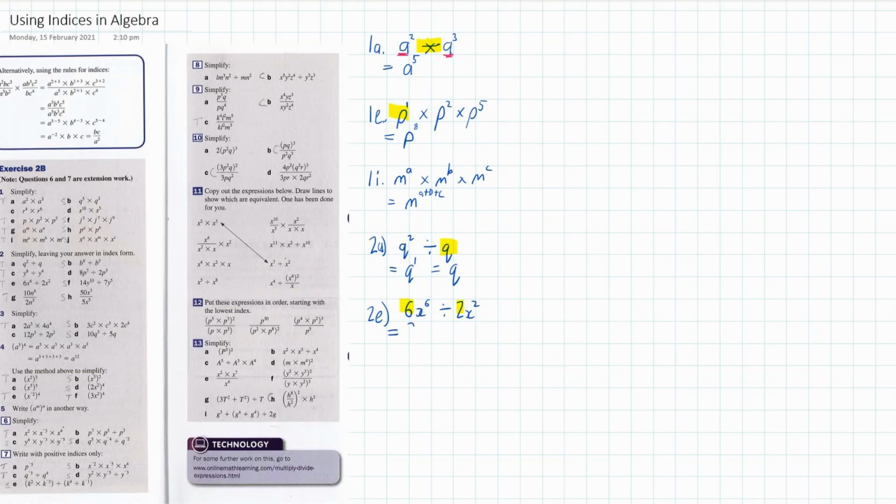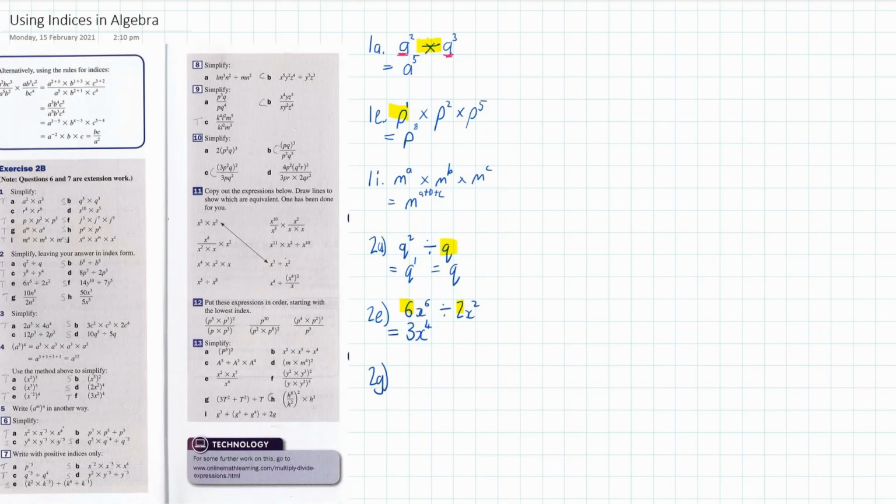6 divided by 2 is 3. Now I look at my letters. I've got an x to the power of 6 divided by an x to the power of 2. I use my usual division index rule. So it's going to be x to the power of, what is 6 minus 2? That is 4. So I have 3x to the power of 4. That looks a bit messy. There we go. All right. I could use the same sort of logic in 2g.